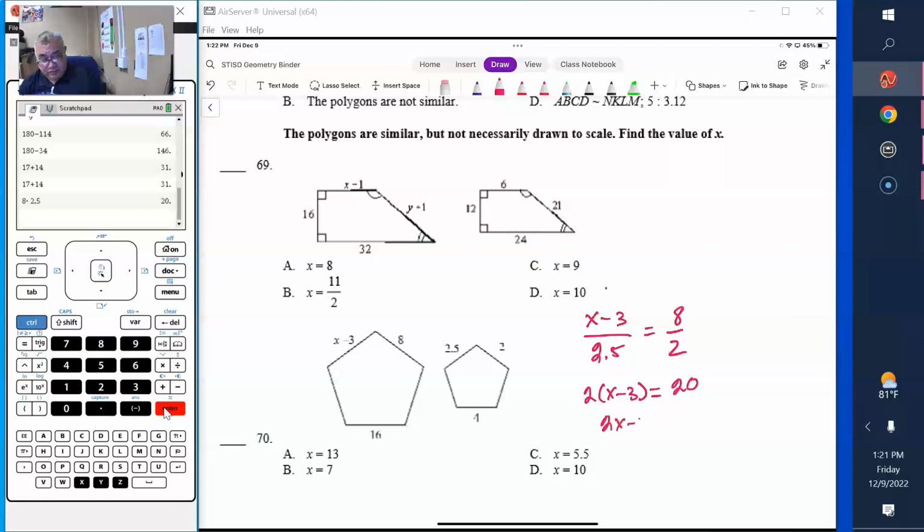So you have 2x minus 6 equals 20. 2x equals 23, since I add 6 to both sides. Then I divide by 2. 23 divided by 2 is 11.5.